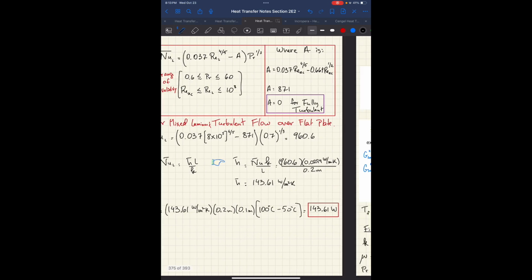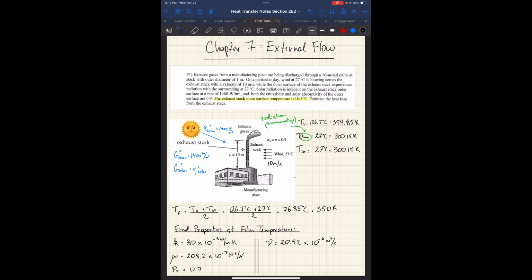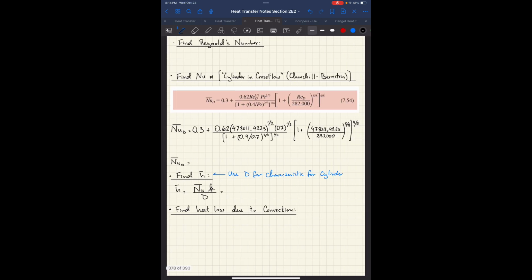So the next thing, this is again cylinder in cross flow. So this is falling under the category of forced convection. So there we're going to need Reynolds number. Now remember, for cylinder in cross flow, Reynolds number we evaluate a little differently. We do not use U infinity. Instead, we have to use something called the upstream velocity, which they call V, times the diameter, and we divide by nu. That part is the same.